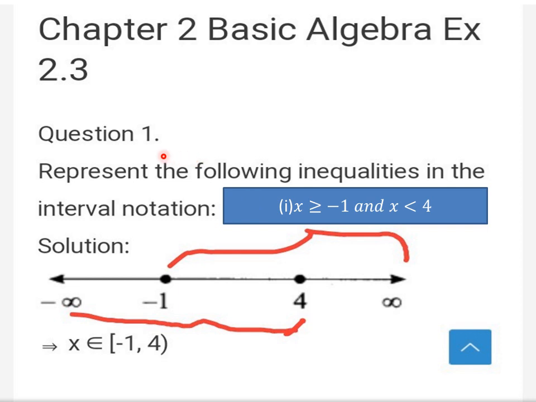Now we can see the first sum in exercise 2.3. Represent the following inequalities in the interval notation. First subdivision, x is greater than or equal to minus 1 and x is less than 4.